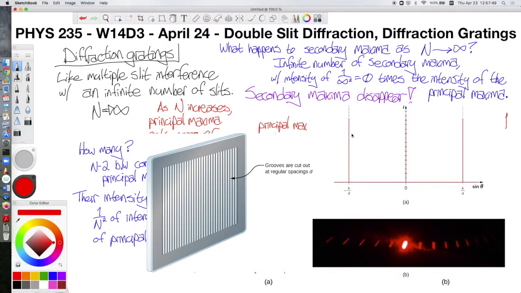And this is what an actual diffraction grating might look like. We would have a bunch of grooves cut into it, and these are like our slits, and those grooves are cut at regular intervals, and that distance from one slit over to the next one, this distance right here, is d. So frequently, your diffraction gratings will be given in terms of lines per distance. So for example, something like 200 lines per centimeter.